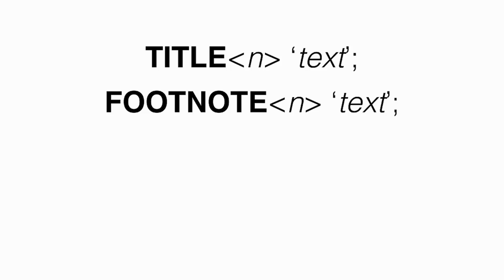Other than the keyword at the beginning, the title and footnote statements share the same general form. Following the keyword, you specify a value for n, a number from 1 to 10 that indicates the line on which you want a title or footnote to appear. If you don't specify a number, then SAS assumes you're referring to line 1. Finally, within quotation marks, you specify the text of the title or footnote you want to appear.